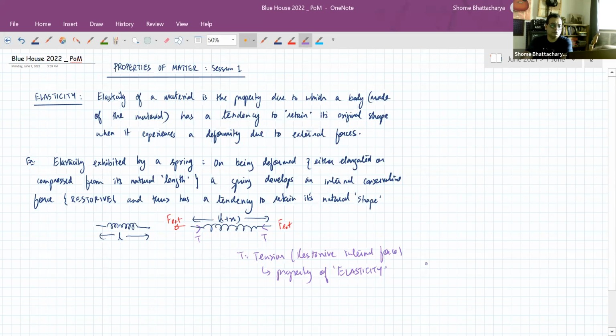Whereas in the case of a rubber band, or let's say a thin rod made of rubber, it might be much more evident to the naked eye that you apply some force and it immediately elongates, and there's a tendency to apply a restorative force. So we say that it's showing a larger extent of elasticity. But whether the extent is larger or lesser, all materials have a certain amount of elasticity.